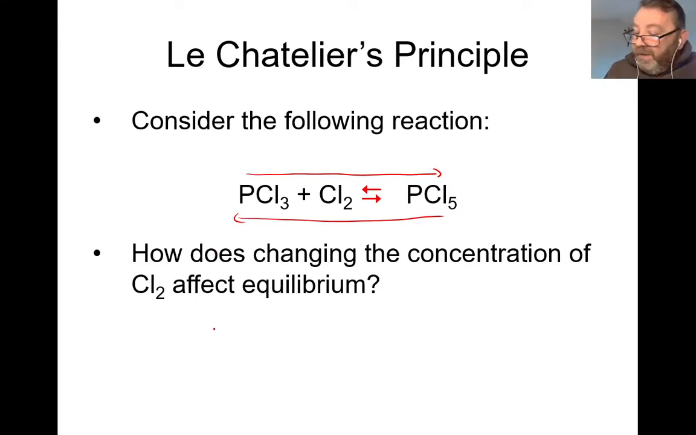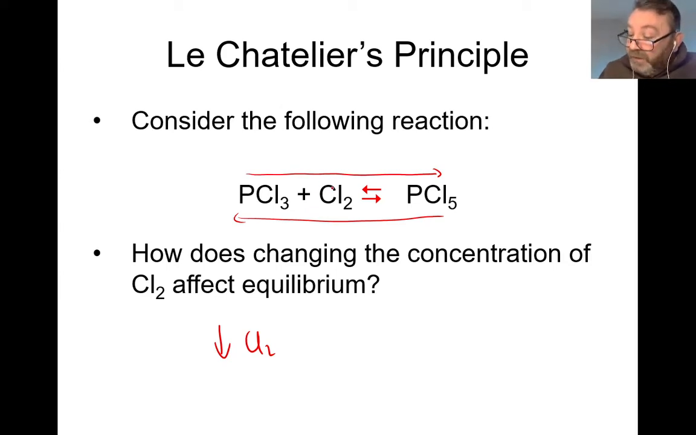Now, if I decrease the concentration of Cl2, that's the stress I'm going to do. So I'm going to start lowering the concentration of Cl2. What's the system going to do? The system is going to fight back, and the system is going to try and increase the concentration of Cl2 against me. So as I drop it, the system tries to increase it, meaning that the equilibrium will move towards the left-hand side to try and produce this Cl2 to replace what I have removed.